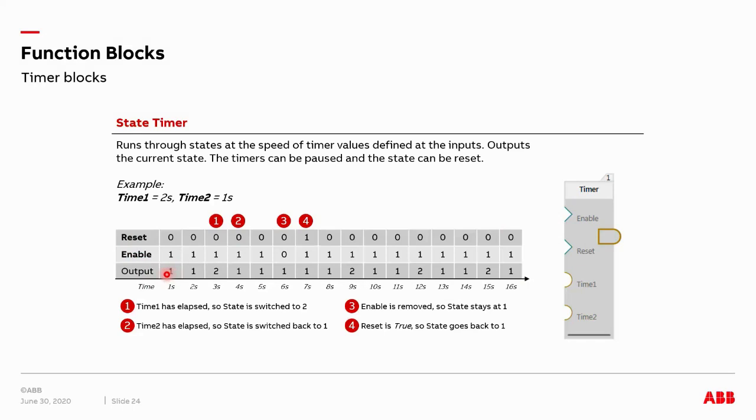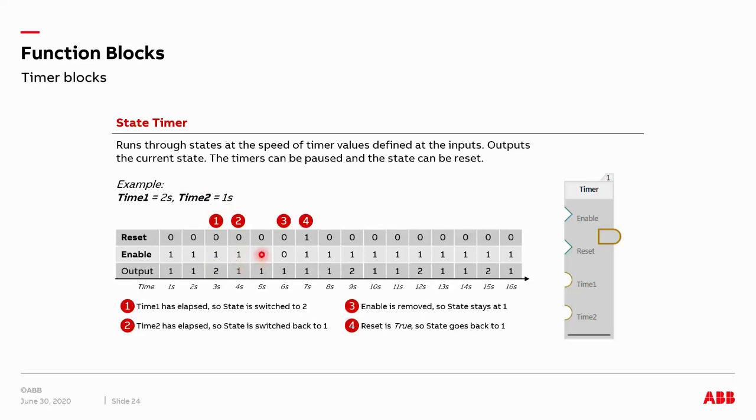So at time 0 seconds, I enable, or I started the clock and put a high signal on enable. This starts to run for 2 seconds, and I'm outputting 1 this entire time because I'm in state 1. It runs for the 2 seconds defined by time 1, gets to the 3rd second, and it continues to be enabled. So now it switches to state 2 and outputs that on the function block. We enable for a 4th second, and it switches back to state 1 because I've run for the 1 second defined in time 2.